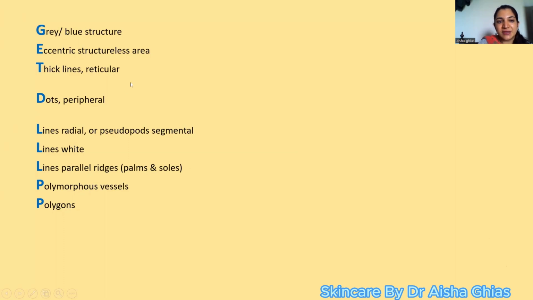Now, the most specific clues are seen on the top. These three are most specific clues. Like 90% of the melanomas you're going to diagnose on the basis of these 3 clues, and the rest of the clues are written down there. Okay, so I have made a mnemonic of them just to memorize these 9 clues, because if you do not memorize, how are you going to look for them?